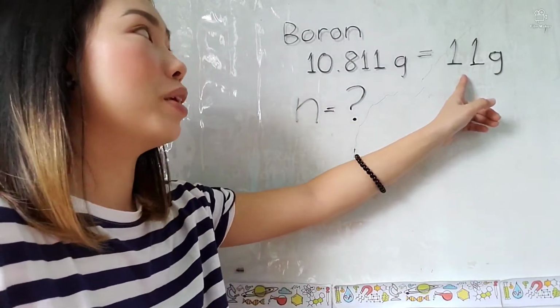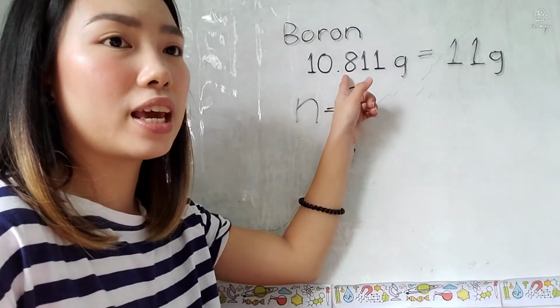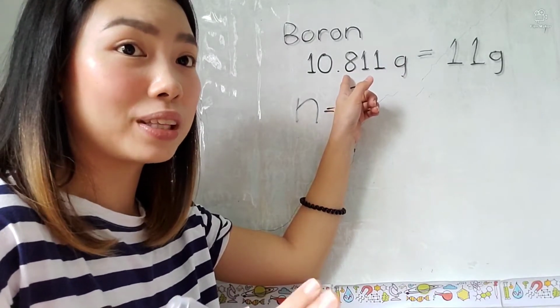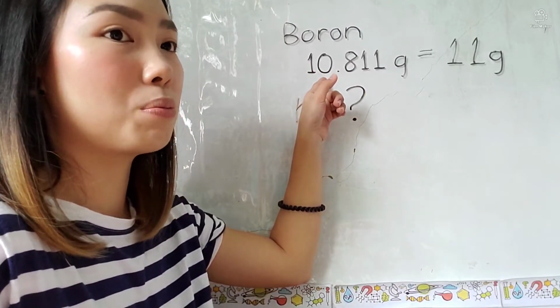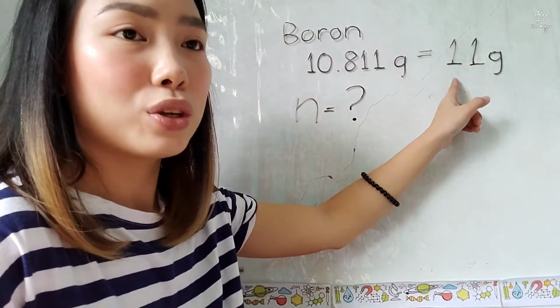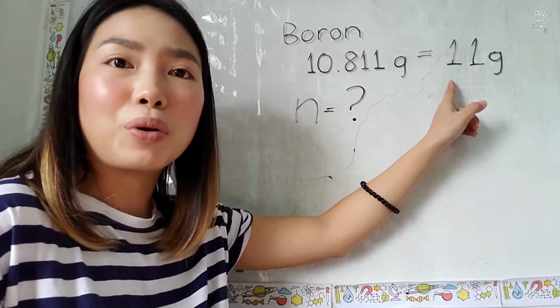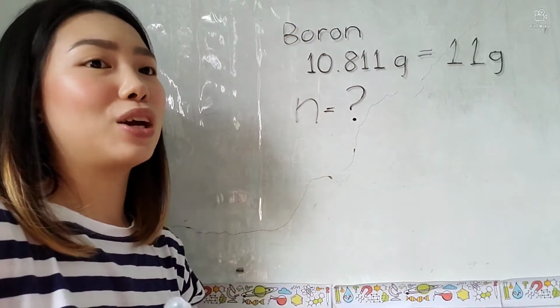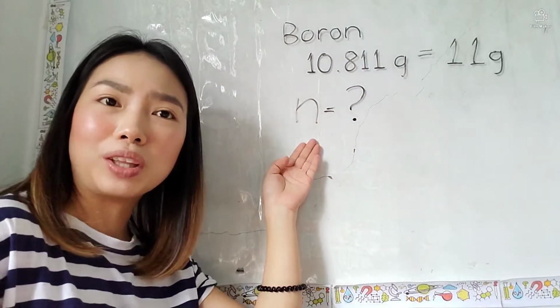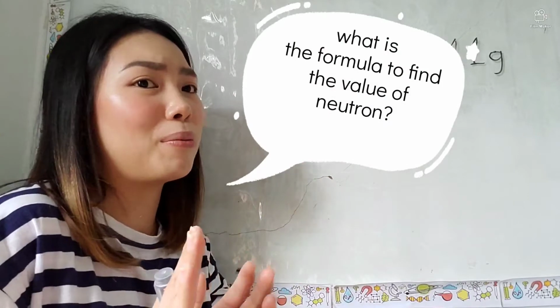Saan galing yung 11? Since ang kasunod na number niya is 8 at ang 8 ay pwede nating i-round pataas, then we add number 1 to 10. That's why it becomes 11. So, since alam na natin ang whole number ng atomic mass ng boron, pwede na natin ngayong malaman ang number of neutron. Paano nga ba natin malalaman ang neutron?